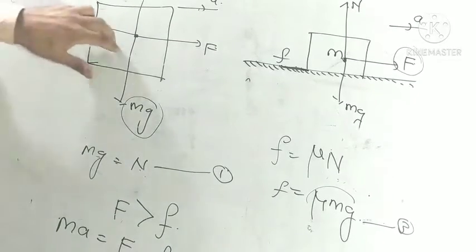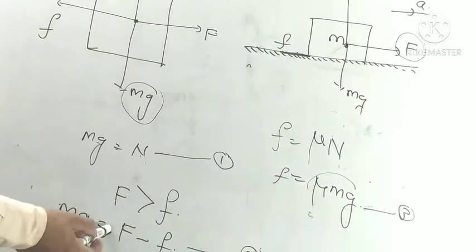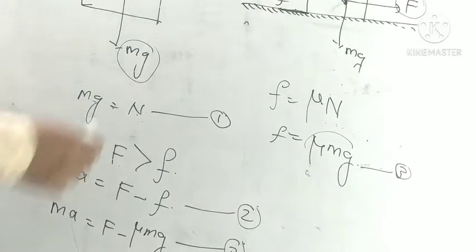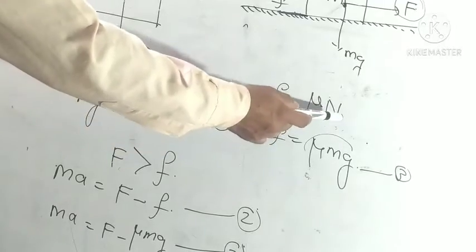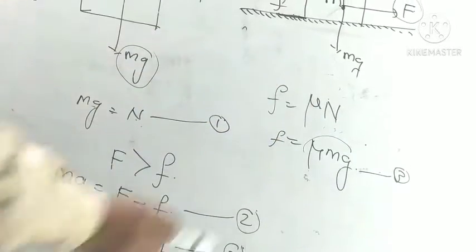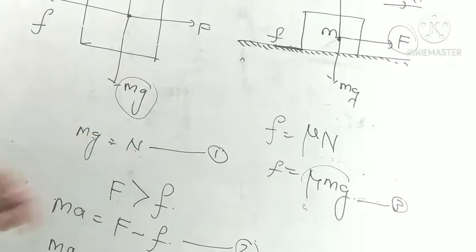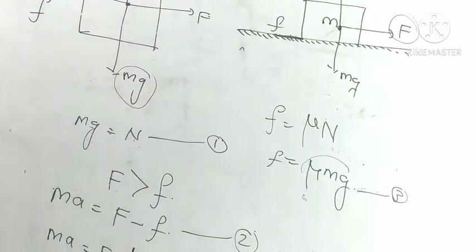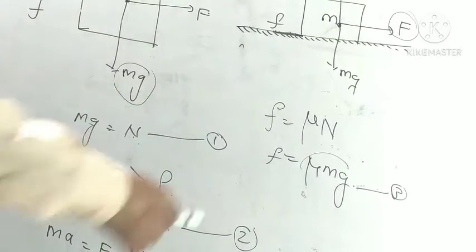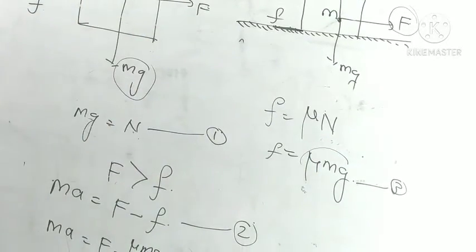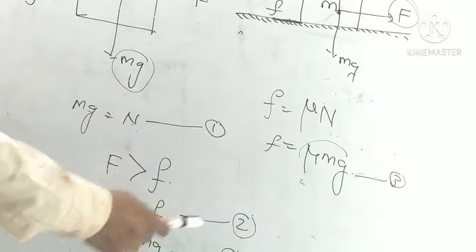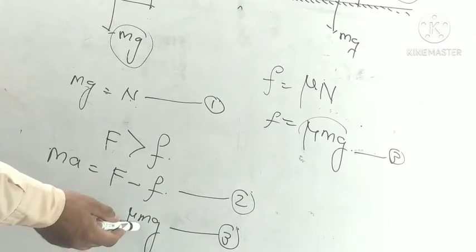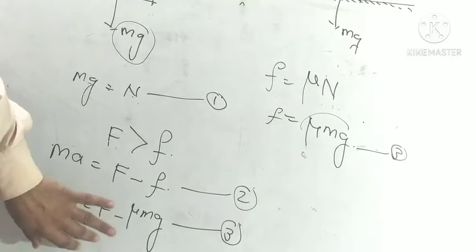Now the net force working on this body will be ma, which is equal to F minus f, applied force minus frictional force. We already know that frictional force is equal to the coefficient of friction times the normal force N, and we already have the value of the normal force, mg, so we put this value here. Finally we get the frictional force f equal to mu mg. Now we put this value of frictional force in equation number 2, and the result is ma equal to F minus mu mg, and we give it equation number 3.